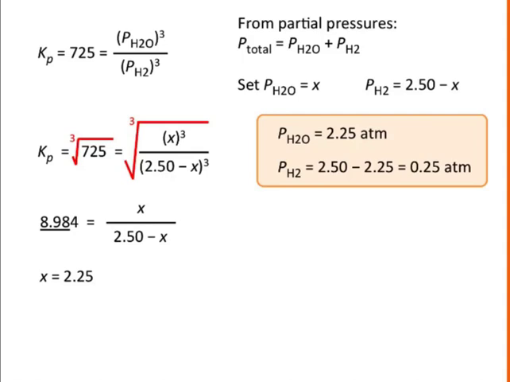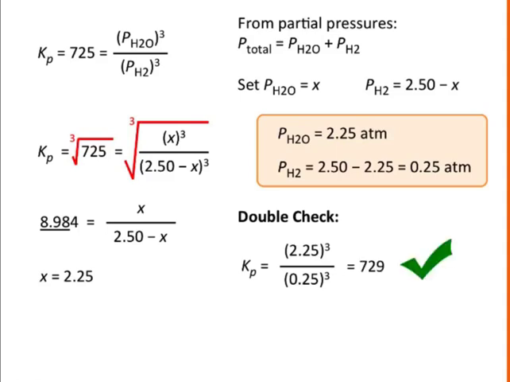We found the partial pressures of both by using the equilibrium constant expression, and then the definition of partial pressures adding to a total. And we were given the total pressure. So, always good to double check, please do. We can plug these numbers back into the equilibrium constant expression, and that's equal to 729. And that's pretty close to what our equilibrium constant was, 725.